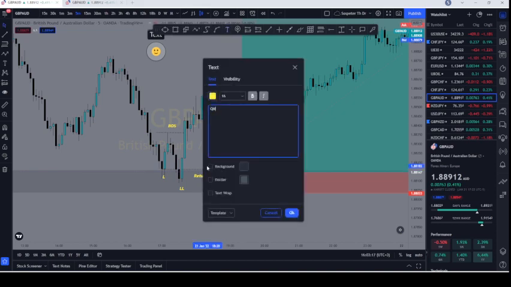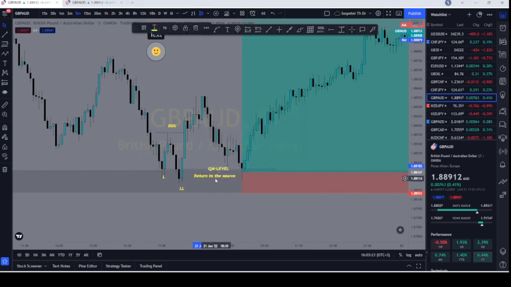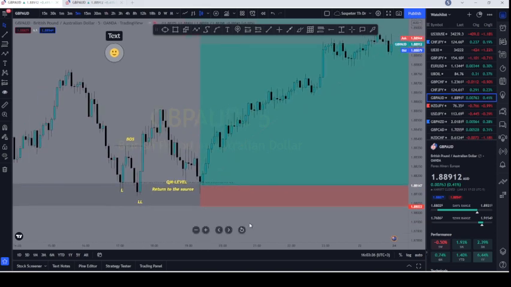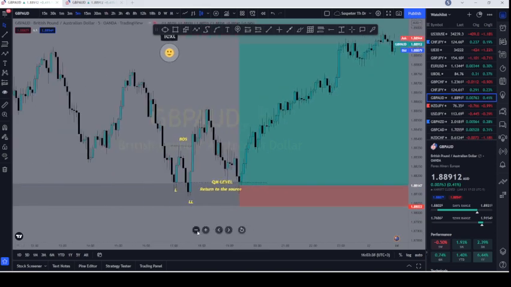Yeah, so that was our QM level, or the return to order block. I like the S&D model, but practice both. The S&D model is the one that usually appears more frequently.